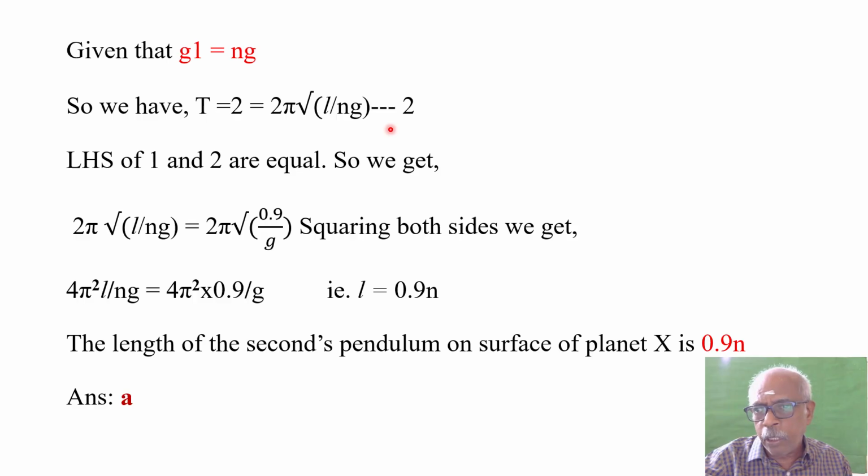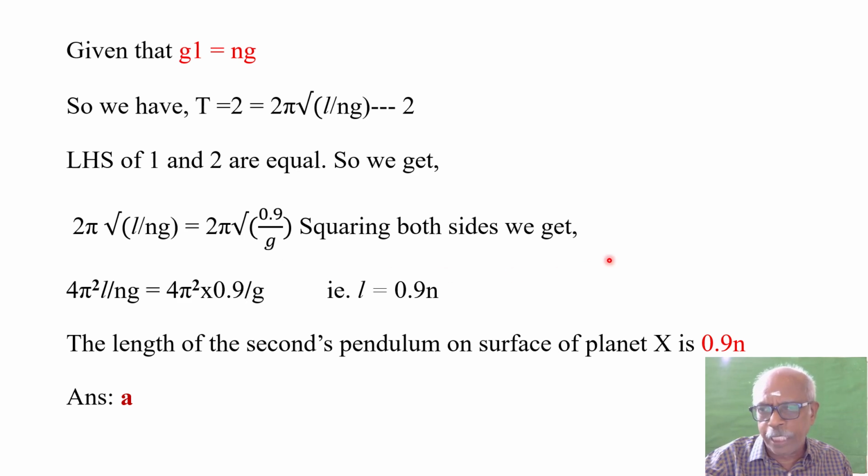So in equations 1 and 2, the left hand sides are equal. What are the left hand sides? 2 seconds, that's all. So the right hand sides must also be equal. The RHS of equation 2 is 2 pi into square root of L by n g, and the RHS of equation 1 is 2 pi into square root of 0.9 by g.